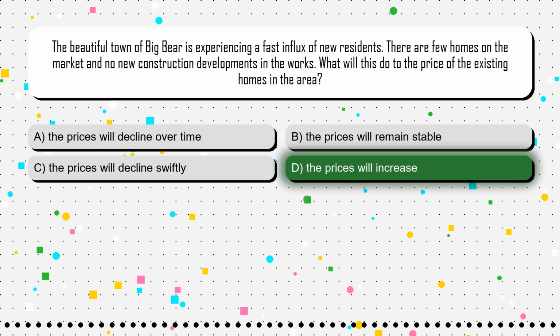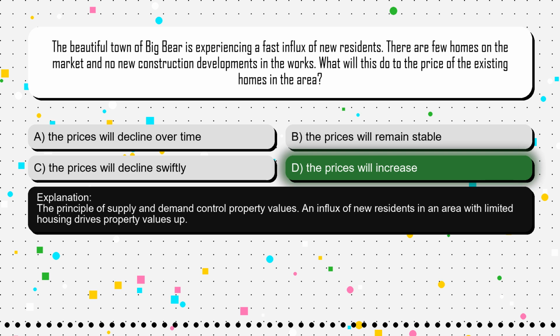The correct answer is option D, the prices will increase. The principle of supply and demand controls property values. An influx of new residents in an area with limited housing drives property values up.